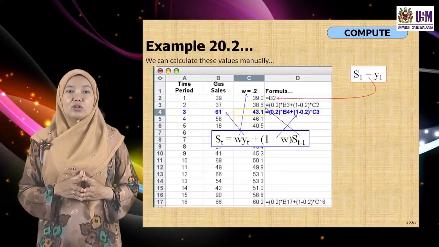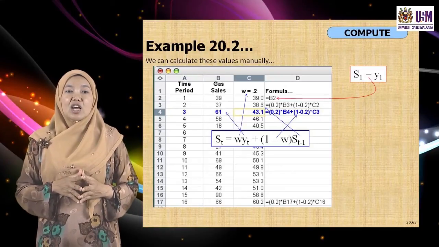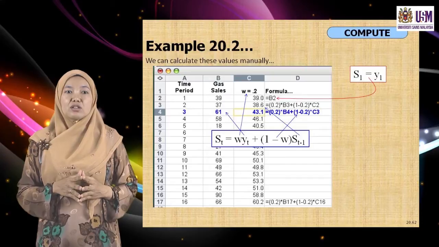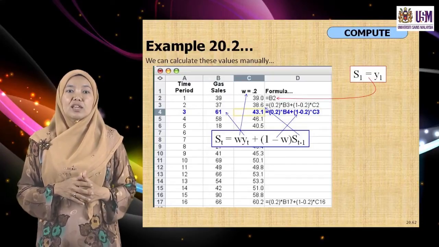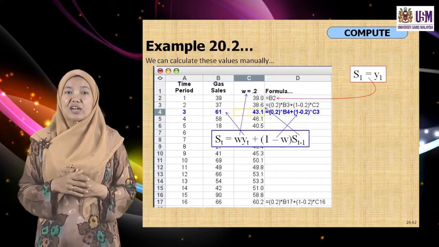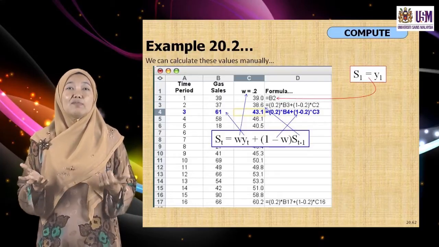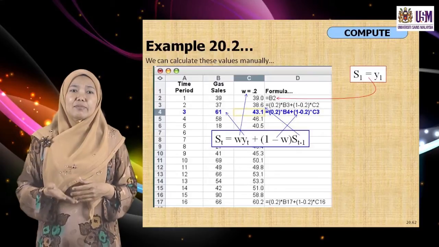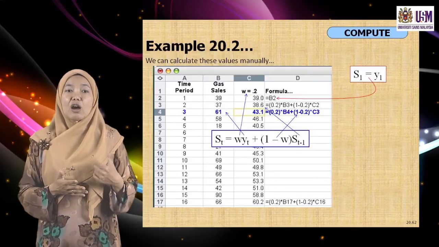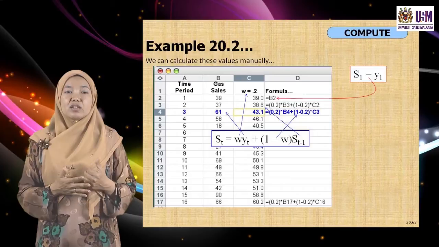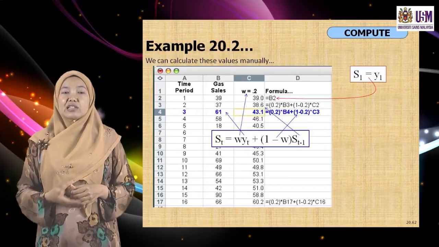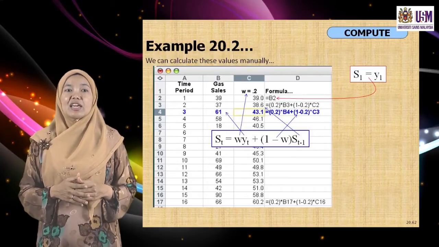So how do you calculate the exponentially smoothed time series for time period 1? Basically it does not change much. 39 in column B, so you put that 39 in column C, because remember, you need to have more than 1 time series observation. So let's move to the second line, in period 2.